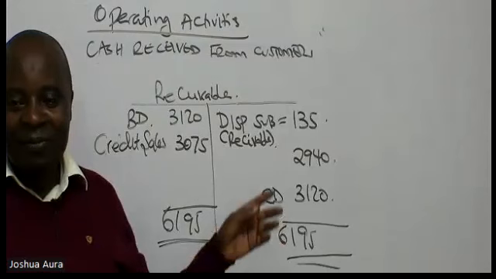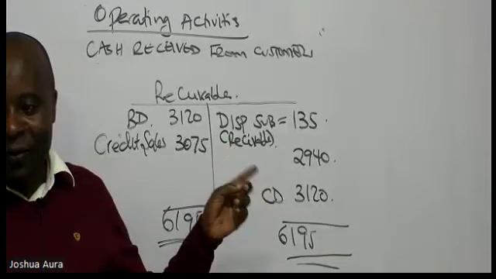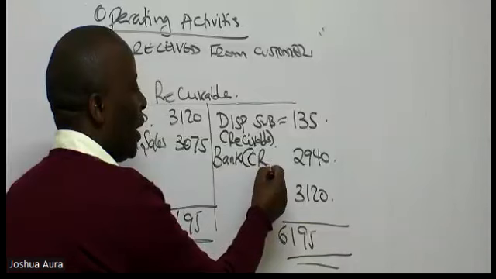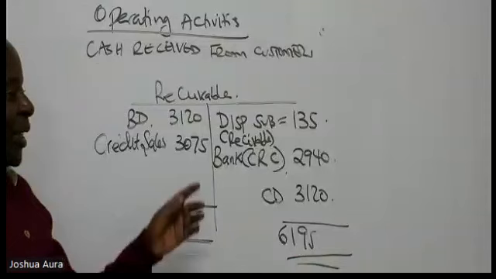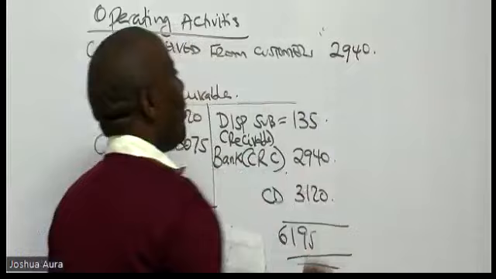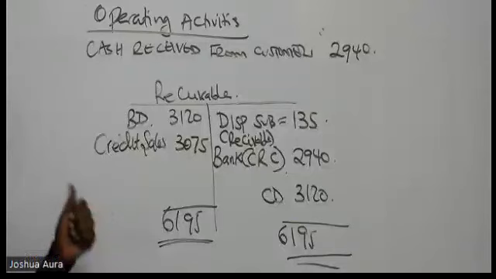This must be the cash that we received from our customers, isn't it? Cash receipts received from customers. This is what we shall take to our bank as cash received from customers. It is what we shall take to our operating activities under cash received from customers. So cash received from customers is 29.40. Great. I hope you guys have been able to follow up to there.